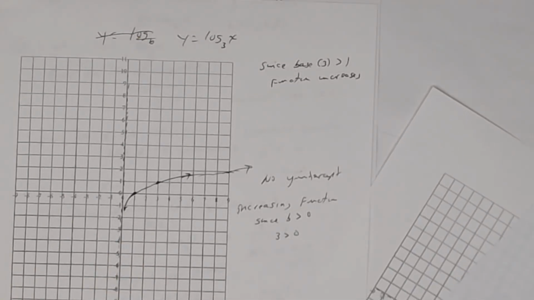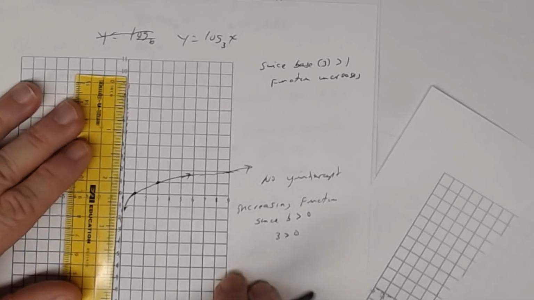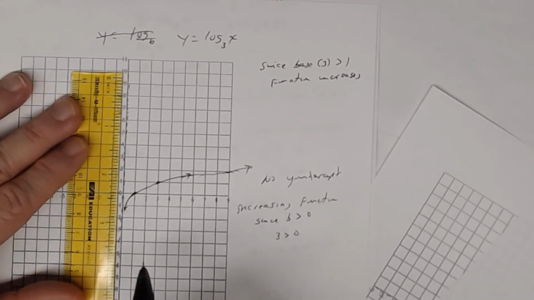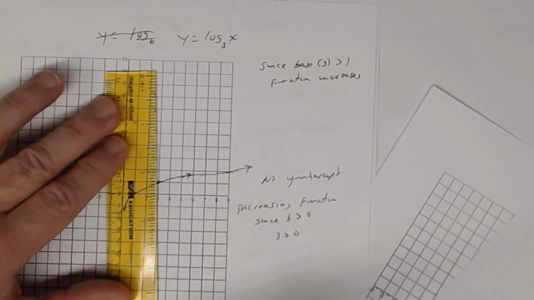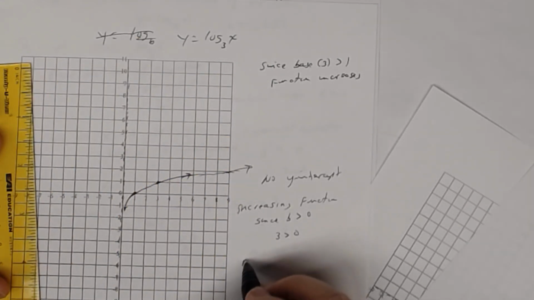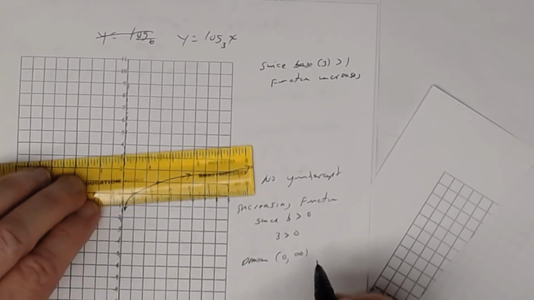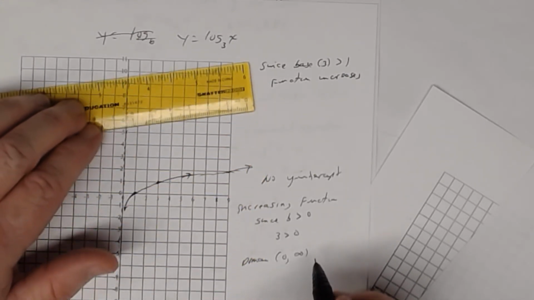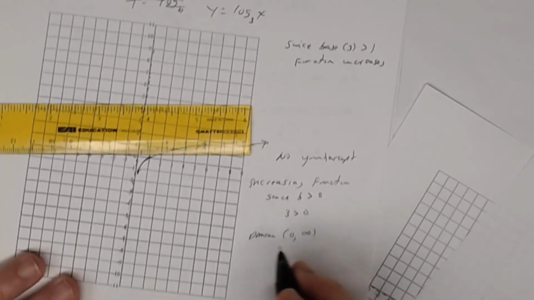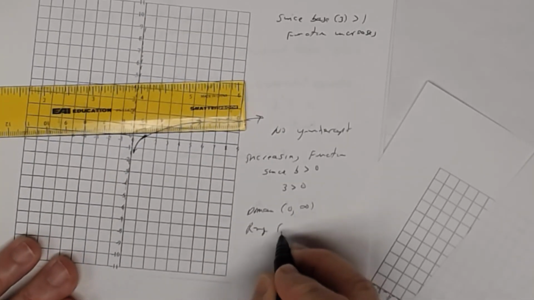is, let me get my ruler so I can show you. The domain from previous examples in another lesson, we know this is going to be from 0 to infinity. Domain 0 to infinity. And we know the range of all logarithms is going to be all real numbers. So the range is all real numbers. Okay, all real numbers.